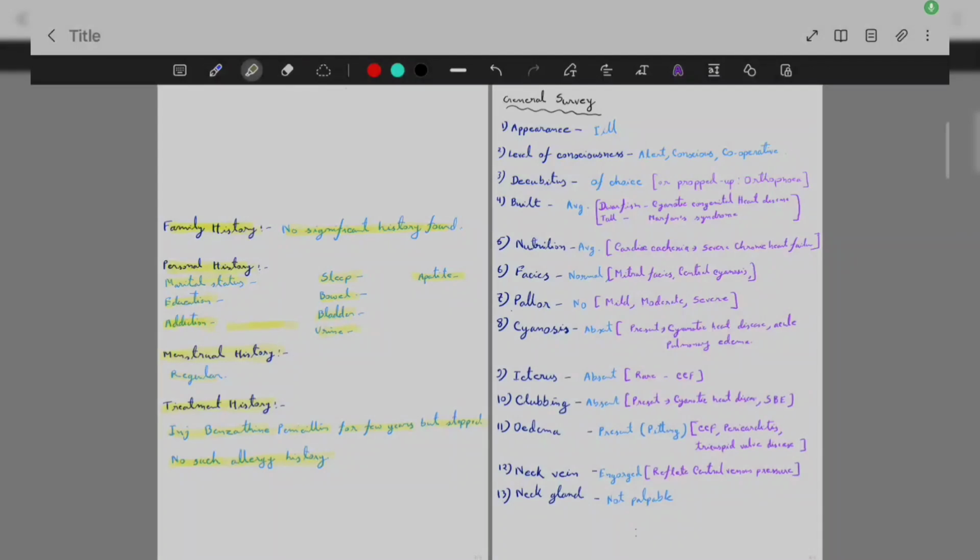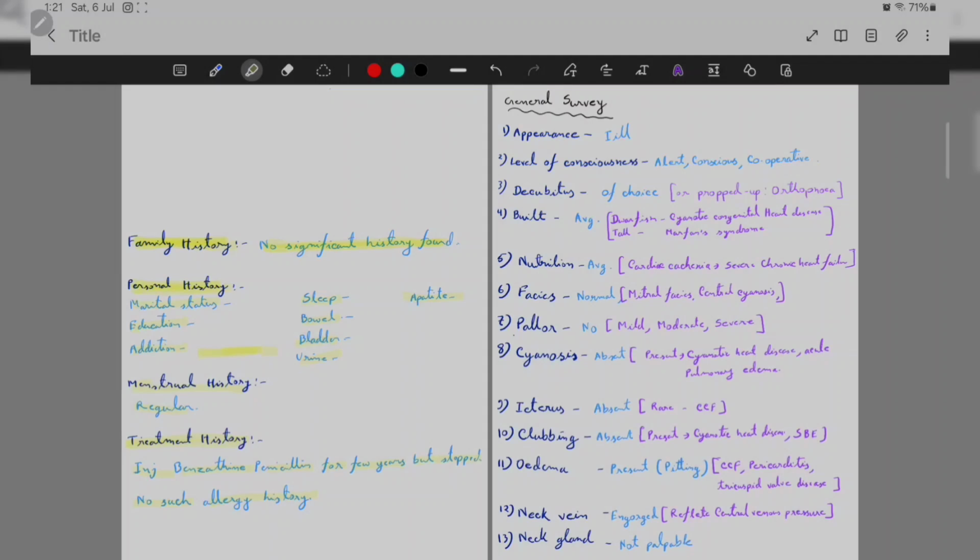After the past history, you have to write the family history. In the family history, you have to write whether the same types of symptoms, or other types of symptoms, or this type of disease was present previously in his or her family, in his or her father or mother, or in his children. This type of family history you have to take. And in this patient, no such significant family history is found.